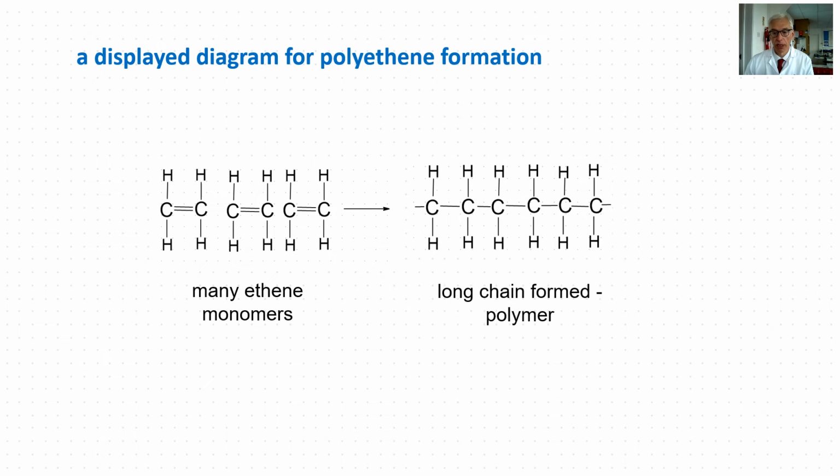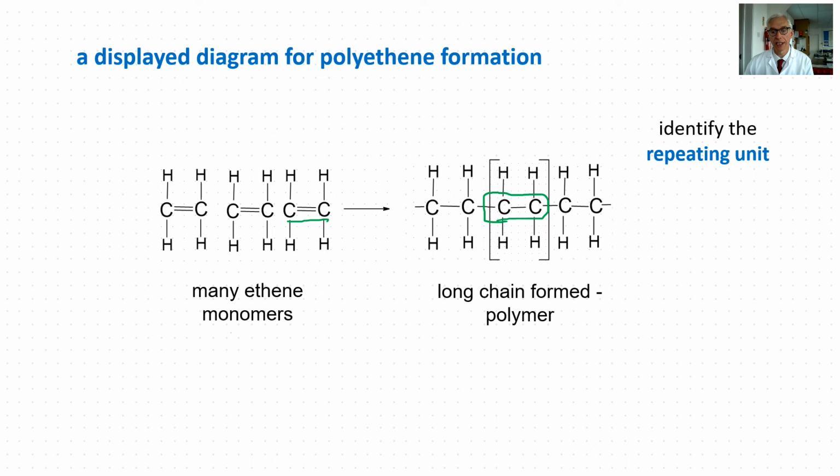Exactly the same vocabulary applies: monomer on the left, polymer on the right. You may also be asked to identify the repeating unit. Well, this will be based around 2 carbons. There are 2 carbons in the monomer, and those have come together to form a long chain. So these 2 carbons would represent a repeating unit. So we draw a square bracket around all the atoms involved, including the 2 carbons within the carbon chain. That will be our repeating unit.